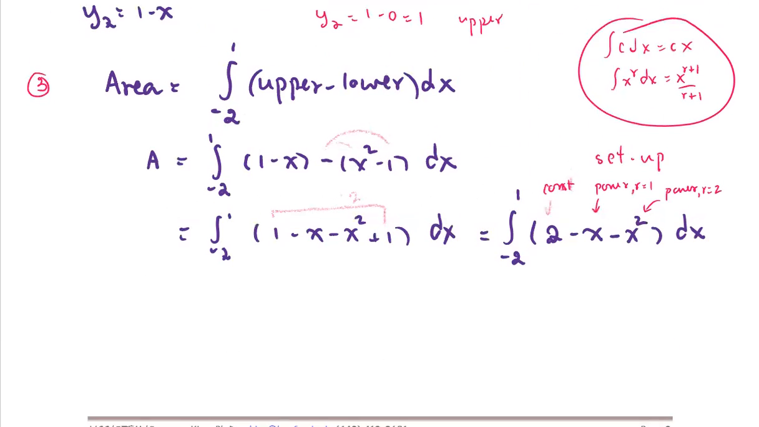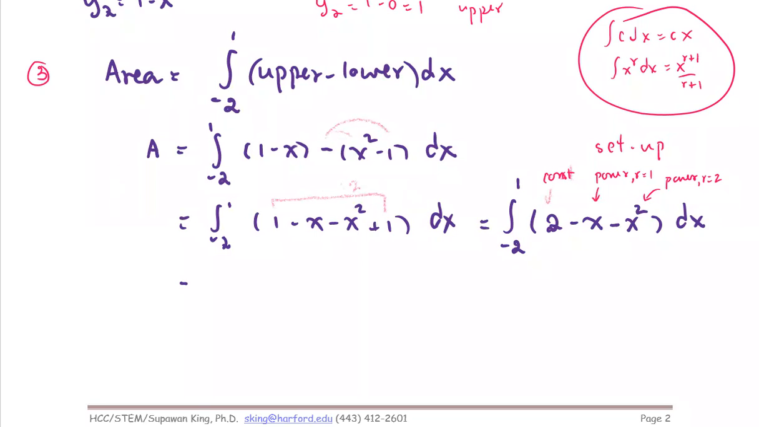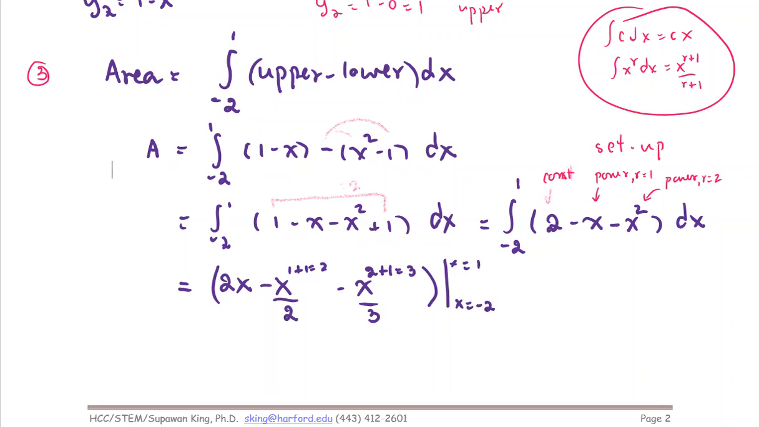So here, we're going to apply the antiderivative for each term. For the 2, we're going to get 2x. And for the negative x becomes negative x to the power 1 plus 1, it becomes 2 divided by the new power 2, subtracted by x to the power 2 plus 1, or the new power 3 divided by 3. Evaluate from the lower limit, negative 2, to the upper limit, positive 1.